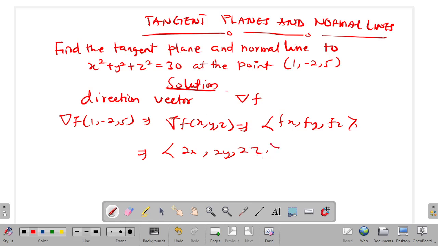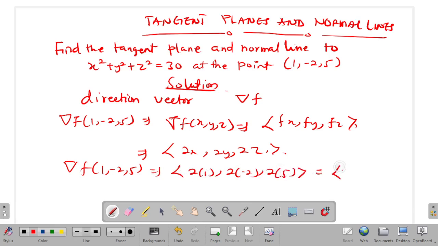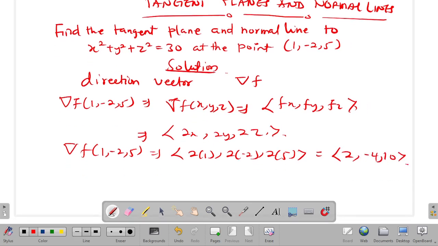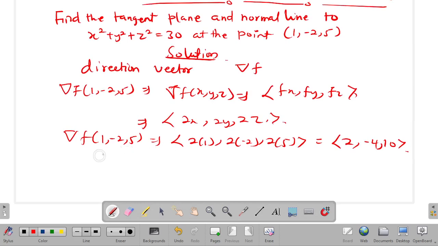We simply put in our functional values. So our gradient of f at (1, -2, 5) is simply 2 multiplying 1, 2 multiplying -2, 2 multiplying 5. And that gives us (2, -4, 10). As simple as that. Once you get this, what do we do?